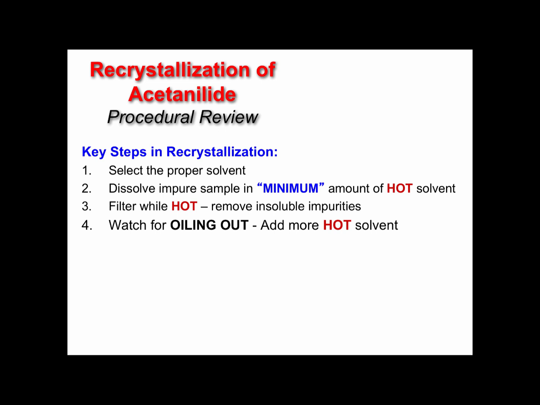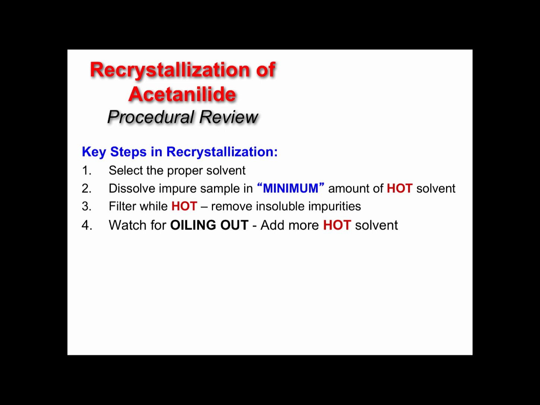Normally, you would have to do a solvent selection by testing small amounts in various solvents at room temperature, heating up to the boiling point, and cooling it down, just like we did last week. This one, we're just going to tell you to use water as the solvent. So you need to dissolve your crude acetanilide in a minimum volume of hot water.